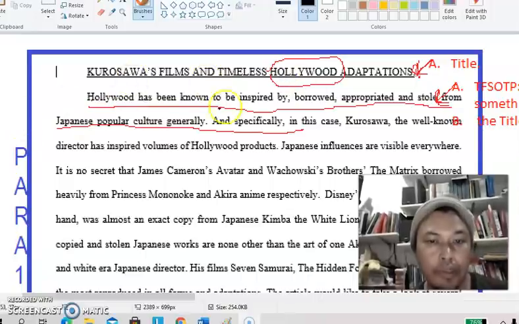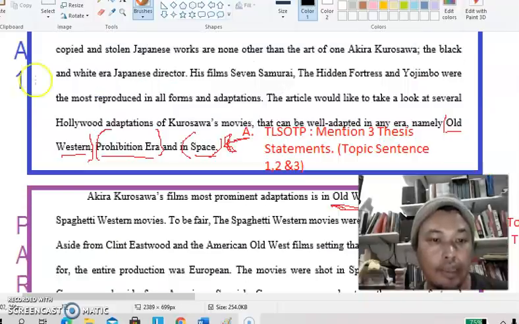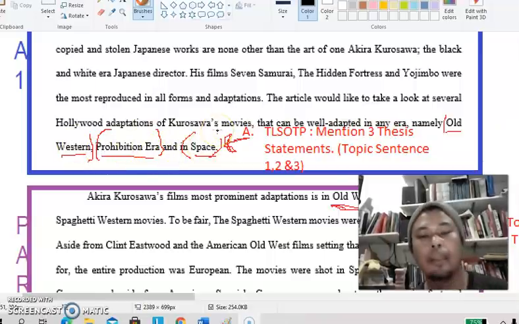And this first sentence of a paragraph, usually I do this. And then the last sentence of the paragraph, the first paragraph, you have to mention the three thesis statements. One, the old Western, the second one is Prohibition era, and the third one is basically the space.